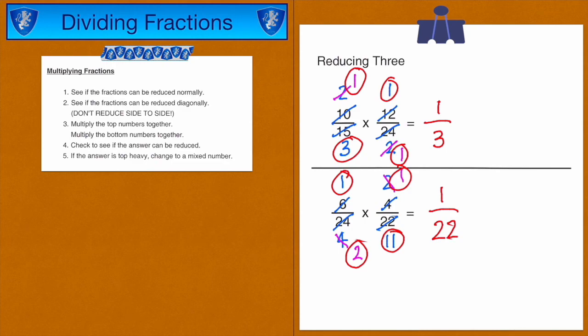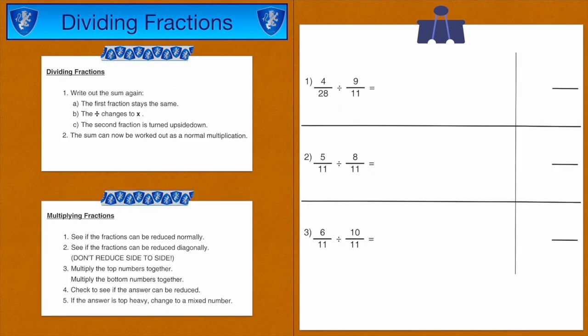Right, so that's just reminding you of how to multiply fractions. Now, when you're dividing fractions, before you do any reducing or anything else, you need to write your sum out again. Now, the first fraction stays the same. Your divide sign changes into a multiplication sign, and then the second fraction is turned upside down.